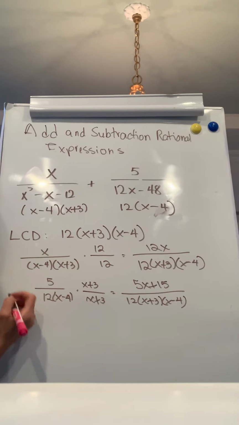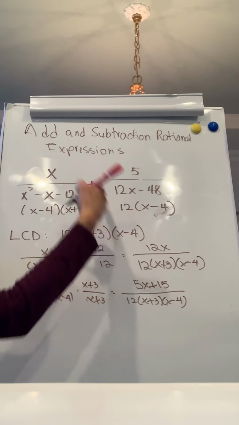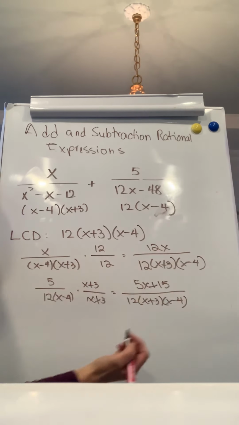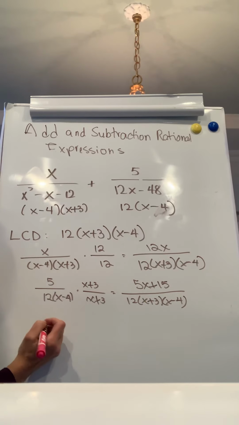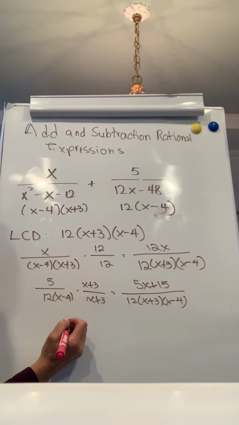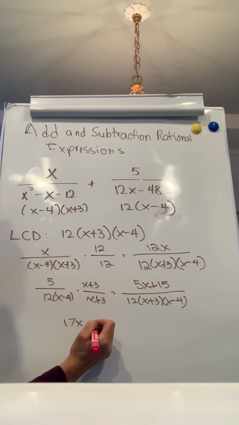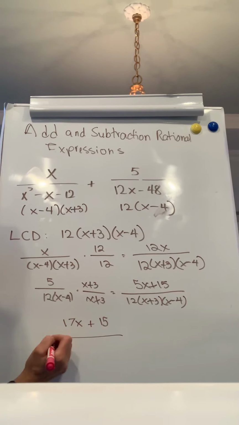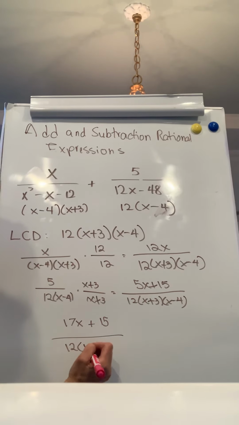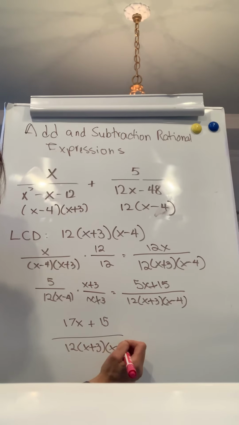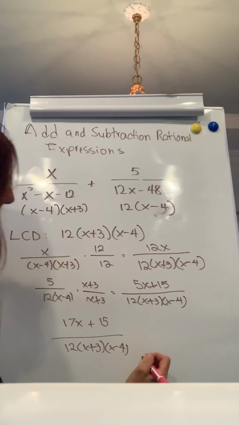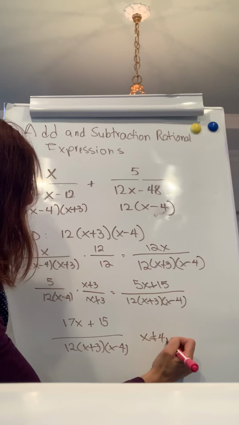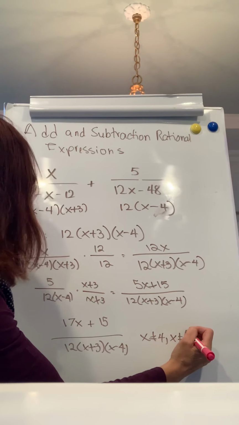All right, so if I add these two together, I get 17x plus 15 over 12 times x plus 3, x minus 4. And from the beginning, I have x cannot equal 4, x cannot equal minus 3.